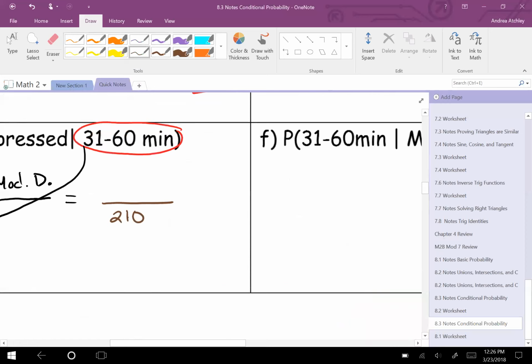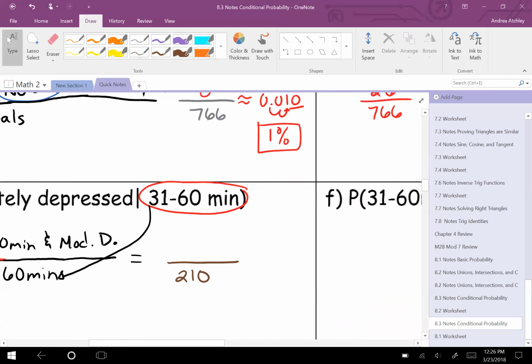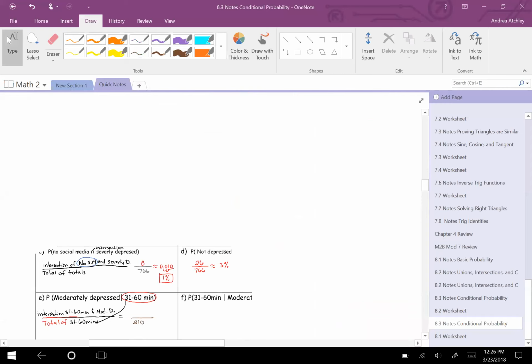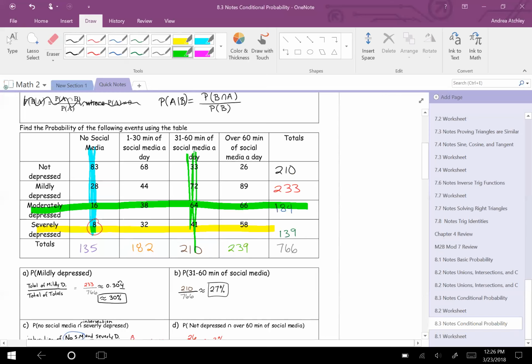Any questions over that? Then we want the intersection of 31 to 60 and moderately depressed. So I'm going to go back up here. So we want, oh, different color. Moderately depressed and 30 to 60 minutes. Very good. 64.